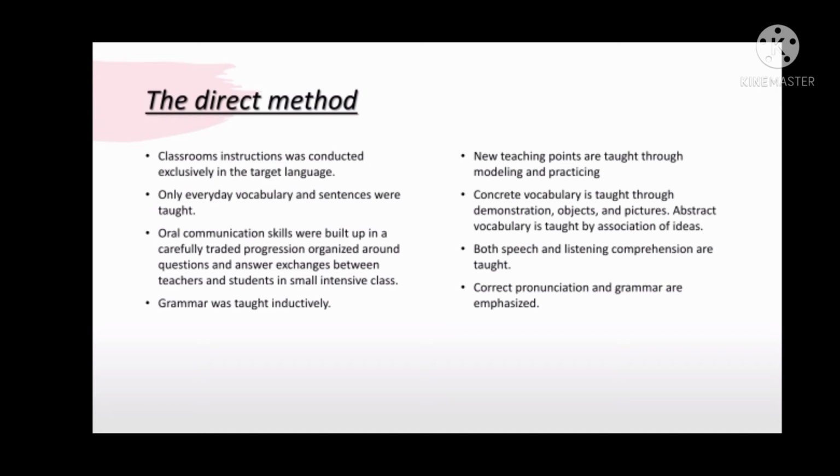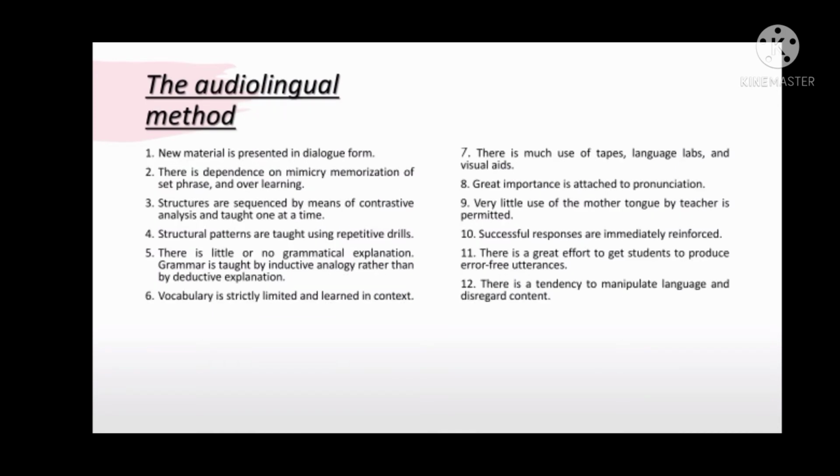And the sixth one is concrete vocabulary was taught through demonstration, objects, and pictures. Abstract vocabulary was taught by association of ideas. And the seventh one is both speech and listening comprehension were taught. And the last one is correct pronunciation and grammar were emphasized.